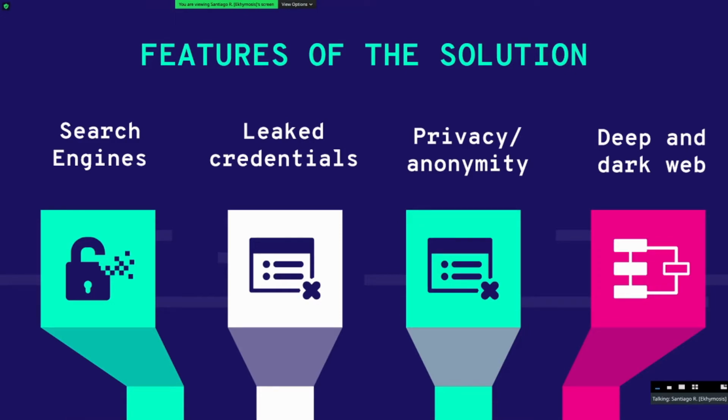So first of all, the search engines will take a look at the most common search engines. Leaked credentials, that shows some information about leaked credentials. Also privacy and anonymity, so this is referred to the social networks. And we'll take a look at the deep and the dark web, so if you have any presence on that network.